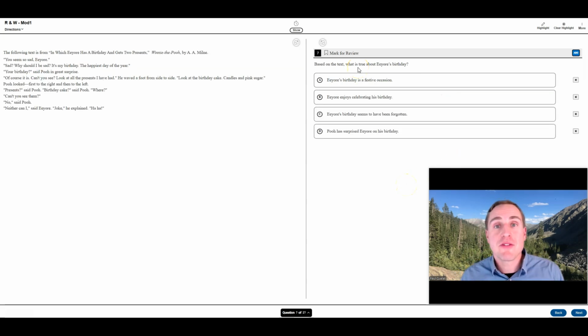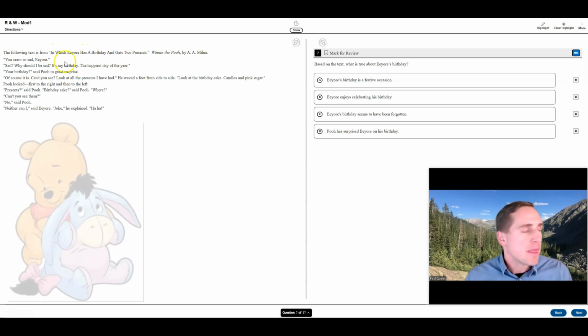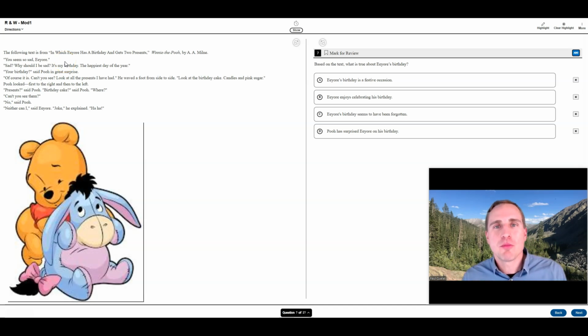Okay, now question 7, pretty similar to question 6, and we're going to answer a question about Eeyore's birthday, and based on the text, what's true about it. So, is it festive? Does he enjoy it? Seems to have been forgotten? Or did Pooh surprise Eeyore? The text is from In Which Eeyore Had a Birthday and Gets 2 Presents, Winnie the Pooh. So Winnie the Pooh is a pretty well-known children's book. Many of you are probably familiar with it.